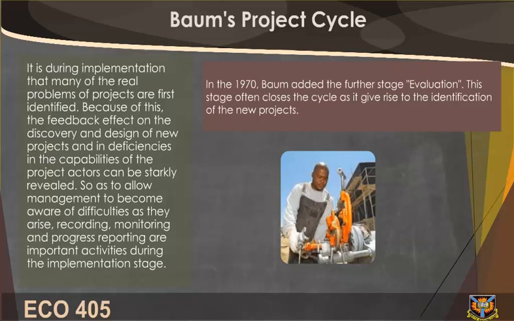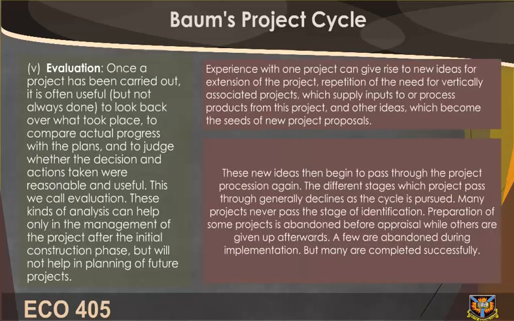In 1970, BURM added a further stage, evaluation. This stage often closes the cycle as it gives rise to the identification of new projects. 5. Evaluation. Once a project has been carried out, it is often useful, but not always done, to look back over what took place, to compare actual progress with the plans, and to judge whether the decisions and actions taken were reasonable and useful. This we call evaluation.